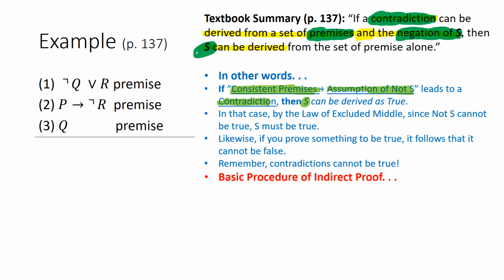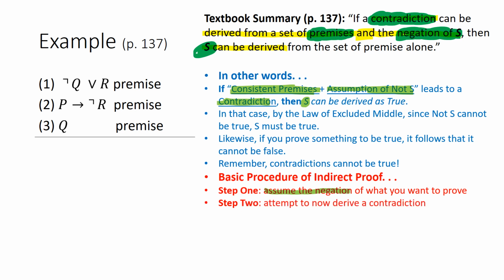So here's the basic procedure for an indirect proof. Step 1. We will assume the negation of what we want to prove. We'll assume not S. Step 2. Attempt to derive a contradiction, such as Q and not Q.